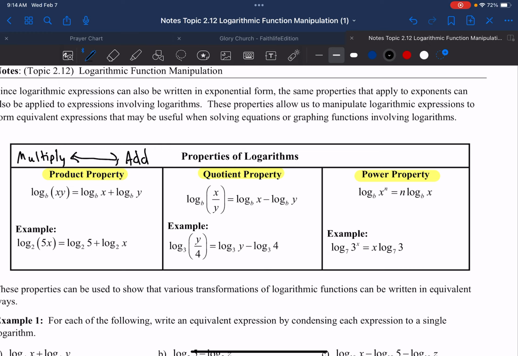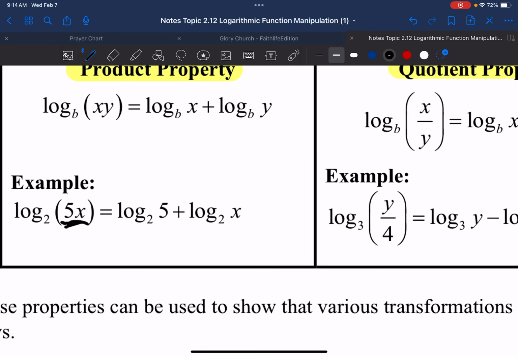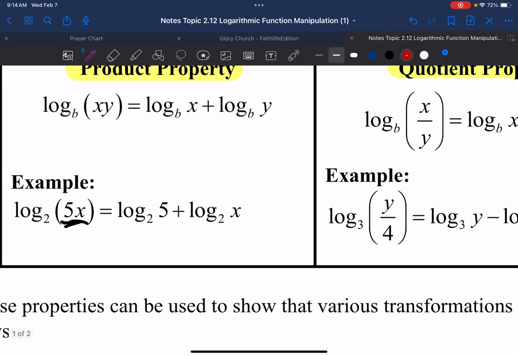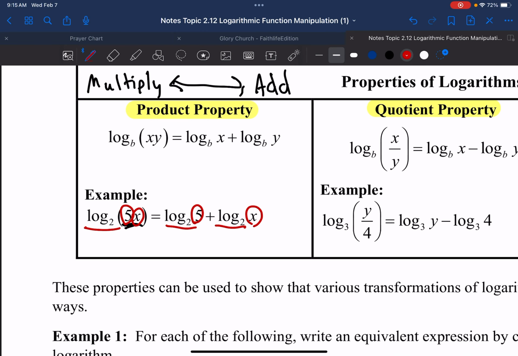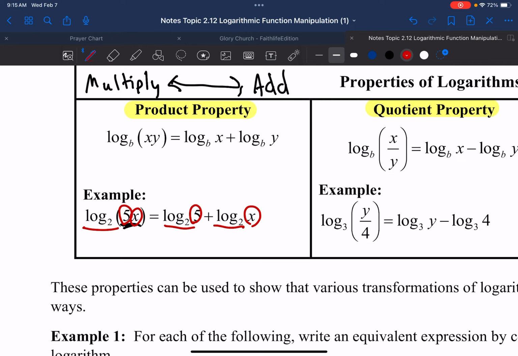And with this, what this looks like is log base 2 of 5x. In my argument on the example, that's saying 5 times x. You will notice that I have the same log base on both. I can break it apart into two separate log base 2s, and then I'll take the 5 here and the x here. So log base 2 of 5x can be broken up into log base 2 of 5 plus log base 2 of x. And the important thing is I can go both ways. So if I had the right side first, log base 2 of 5 plus log base 2 of x, I could also go to log base 2 of 5x.